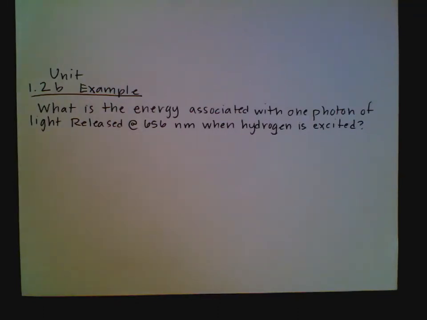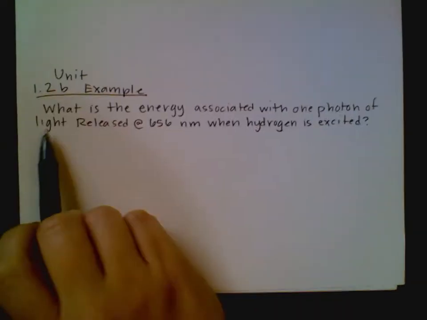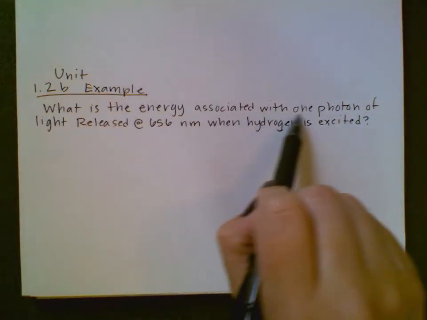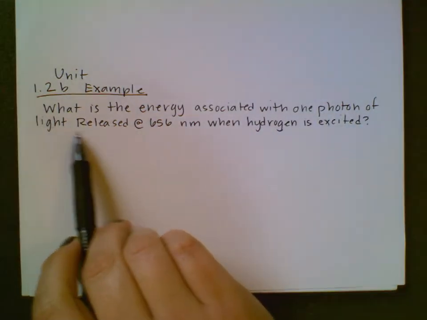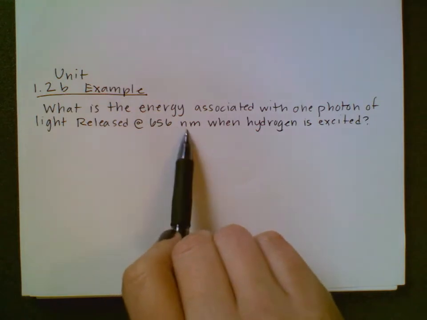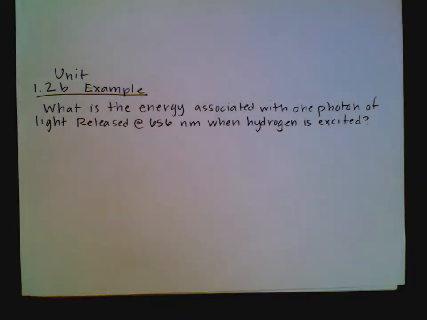For Unit 1.2b's example, we are taking a look at an energy calculation that goes with the hydrogen line emission spectra that we talked about in the presentation. So the question is, what is the energy associated with one photon of light released at 656 nanometers when hydrogen is excited? And then there was a second question about green light, which we will get to in just a minute.